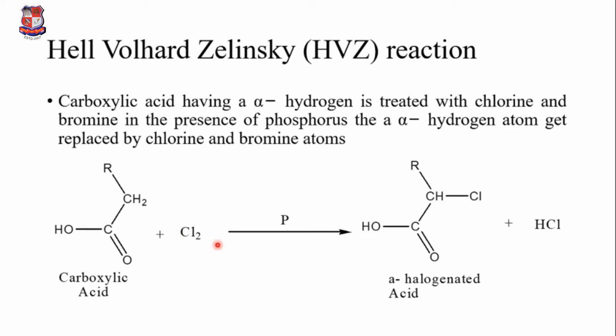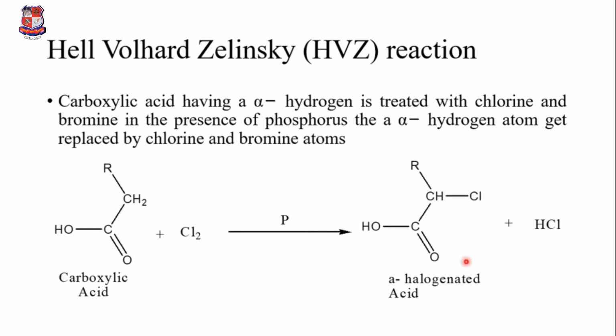Cl2, reacting with chlorine or bromine atoms, then phosphorus as a catalytic agent. So here we take phosphorus as a catalytic agent. So there is substitution at the alpha hydrogen. Here one hydrogen is removed and one Cl is attached. So here one Cl and one H, one H is removed. This H adds here and removes as HCl.